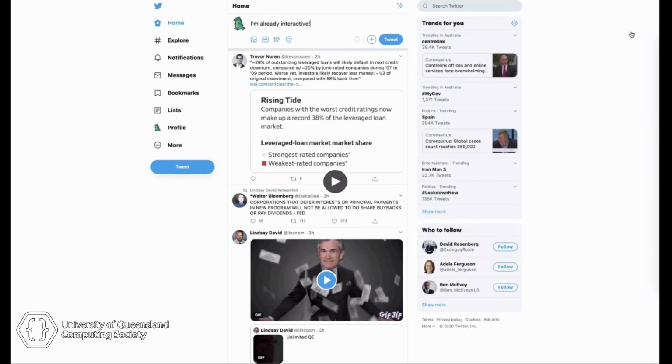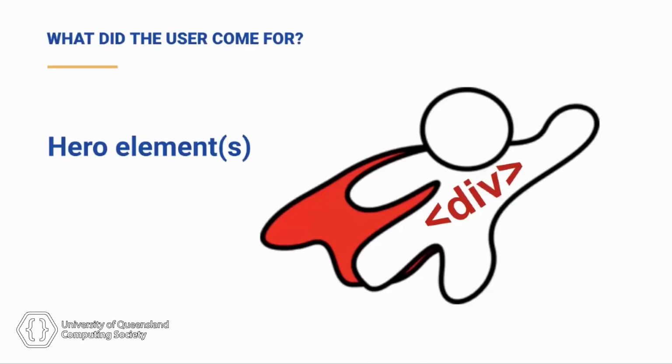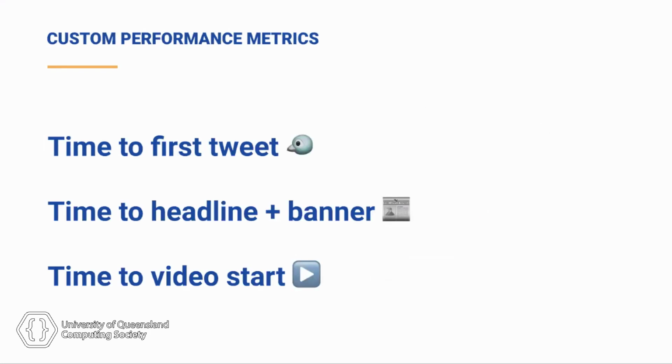So Twitter has clearly optimized for the ability to send tweets quickly. And what every website wants to optimize for should be different depending on their UX and their customer needs. So the question you should ask yourself is, what did the user come here for? And you should think about what your hero elements are. The hero elements are different on every site. So for example, you want to have custom performance metrics around your hero elements. In Twitter's case, maybe the hero element is that little box to send a tweet. Maybe that's what they want to optimize for. On a news website, it might be how long does it take just the headline and the banner to load? Everything else can come later.